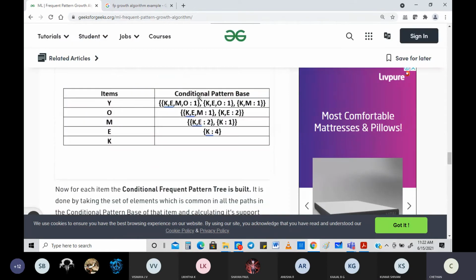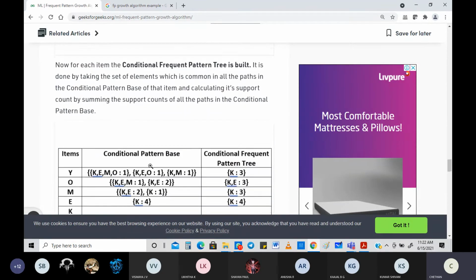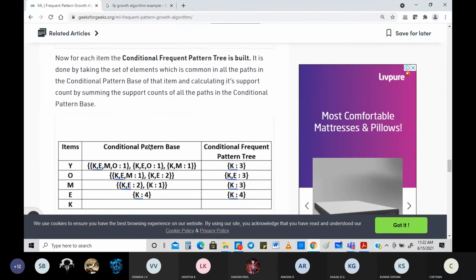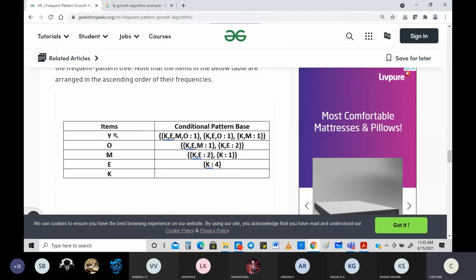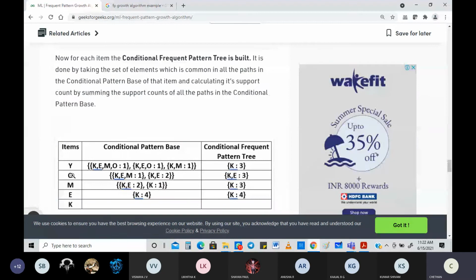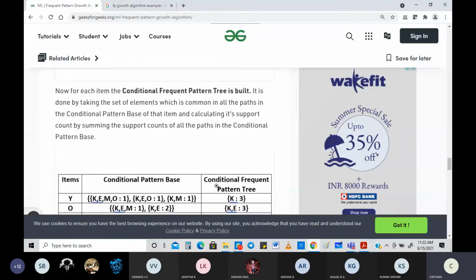Now this is what we got. See this conditional pattern base, whatever we got here, I've taken right here, and also the items for it: Y, O, M, E, K. I've written those values right here. Now I need to build what is known as the conditional frequent pattern tree. How do you think you need to build that?